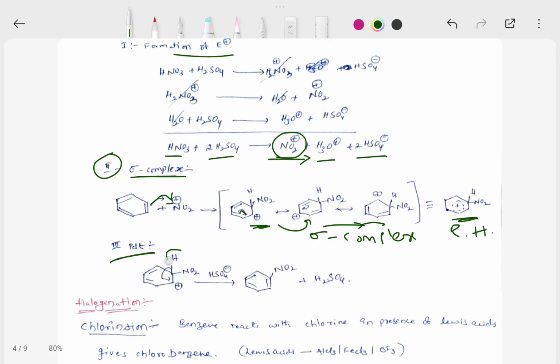Here, a hydrogen is lost from the benzene ring where the nitro group is attached. The product is nitrobenzene in the presence of HSO4-. Here, loss of proton occurs and the aromatic character of the benzene ring is retained. This is NO2 in nitrobenzene. This is the nitration reaction. In this nitration reaction, NO2+ is the electrophile.